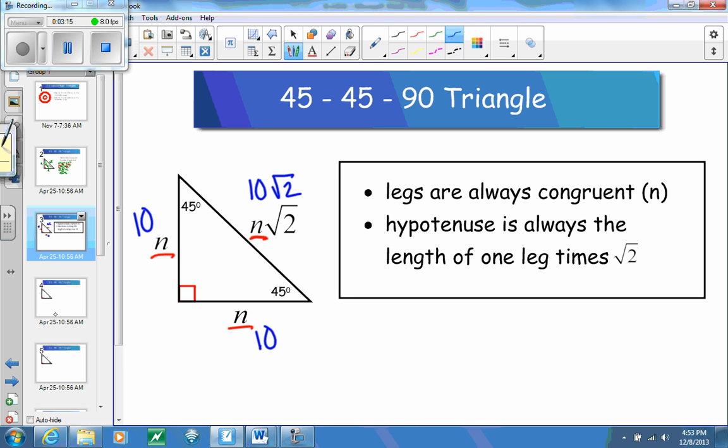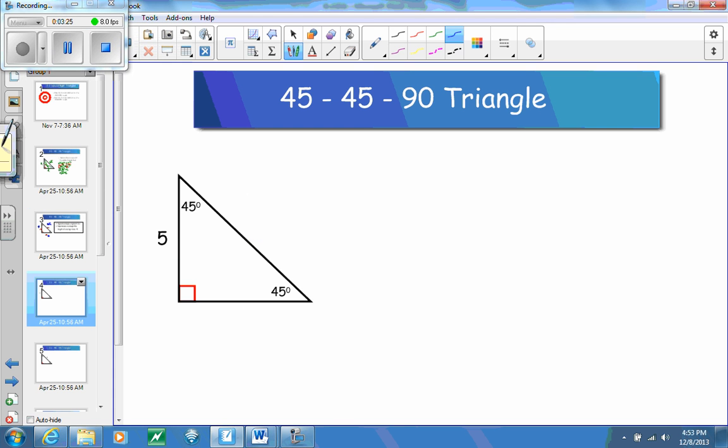So I'm going to look at two examples real quick of 45, 45, 90 triangles. One that's a little bit easier to solve, and one that you're going to have to use a little bit of algebra to solve for. So here we have a 45, 45, 90 triangle. I'm given one of the sides. I know one leg is 5, so the fact that both legs have to be the same, I know that the other leg has to be a 5. The legs are always the two sides that are on both sides of your 90-degree angle. Since we have two legs of 5, my hypotenuse is always the leg times the square root of 2, so now I know that this is going to be 5 square roots of 2.